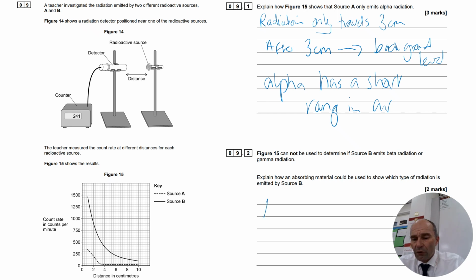So use an aluminium sheet, and the explanation is beta can't penetrate, but gamma can. So if you still have a count rate after the aluminium sheet is put there, it tells you that the radiation is gamma. If the aluminium sheet blocks the radiation, then it's telling you that it's only beta. So good application of your knowledge of alpha, beta, gamma there.